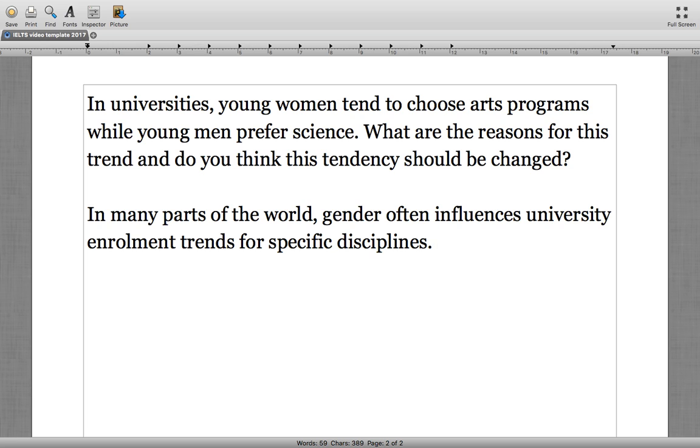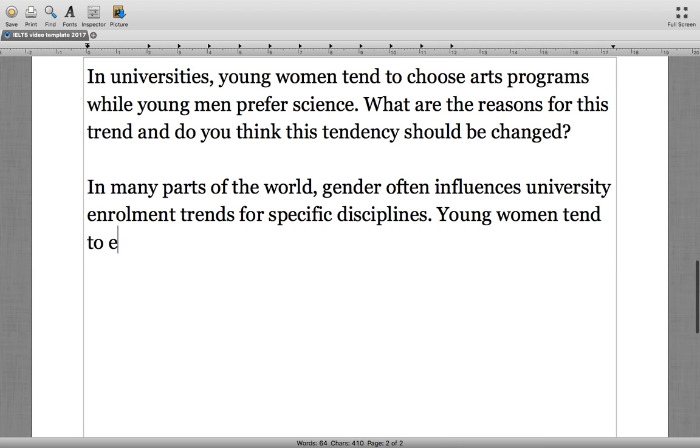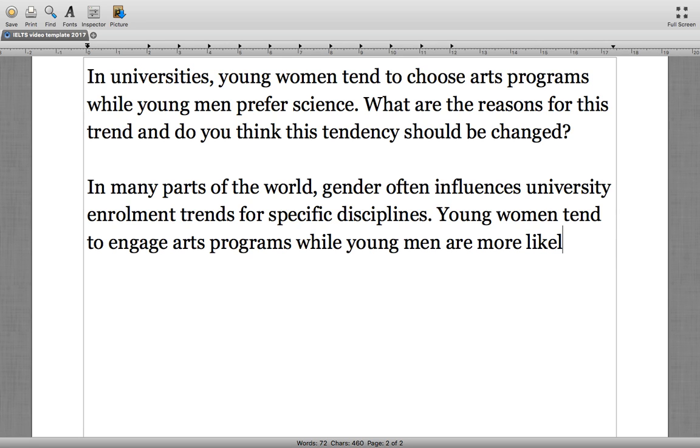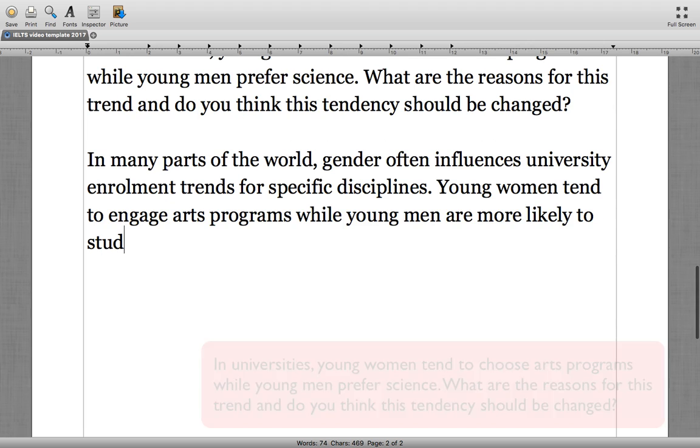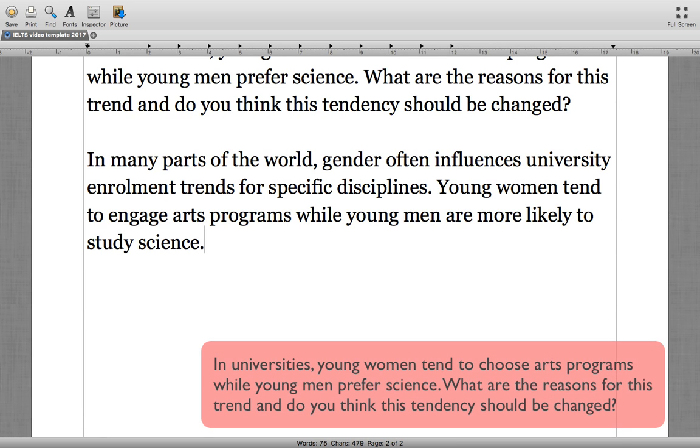Okay, several ideas going into that sentence, so let's be a bit more specific. Young women tend to engage arts programs, while young men are more likely to study science. Okay, so now we've very specifically reworded the background of this question.